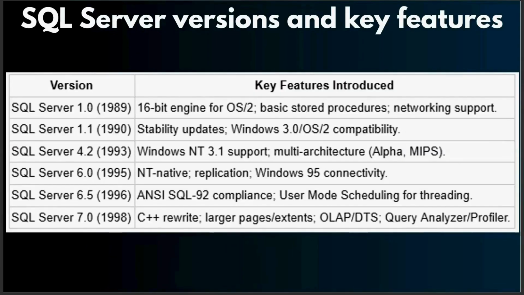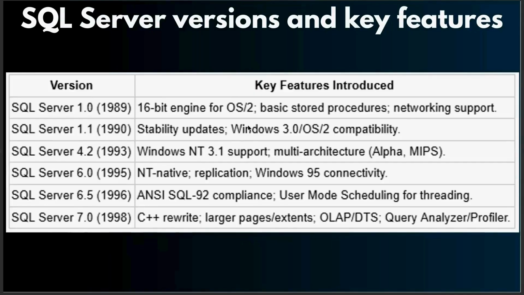SQL Server has a long history, starting all the way back in 1989 with SQL Server 1.0, which featured a simple 16-bit engine and very basic stored procedures. Over the next decade, we saw versions like 1.1, 4.2, 6.0, 6.5, leading up to the release of SQL Server 7.0 in 1998. I have listed a one-line summary of the features for these early versions on the slide. You can quickly read through them for the context.